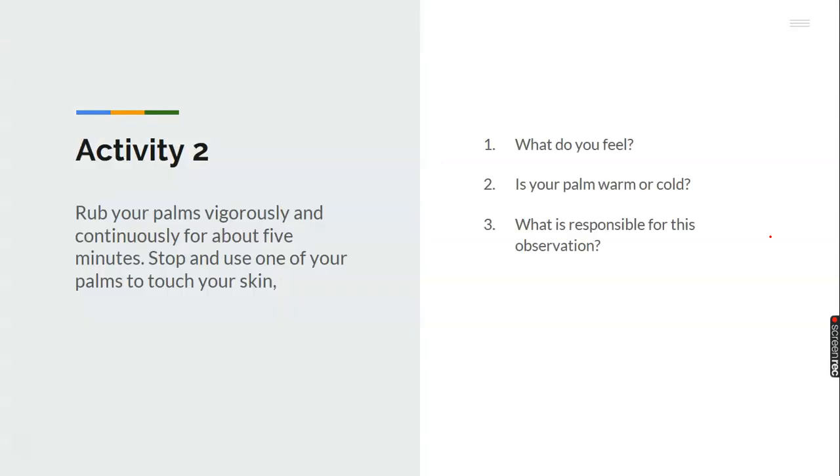So this second activity that I'm giving you in the class is very simple. All you need to do is just rub your palms vigorously and continuously for about 5 minutes. Okay, stop and use one of the palms to touch your skin. So the first question I'm asking you now is, what do you feel? The second one is, is your palm warm or cold? Then the third one is, what is responsible for this observation? You have to explain to me. I'm curious. I want to know more about it.